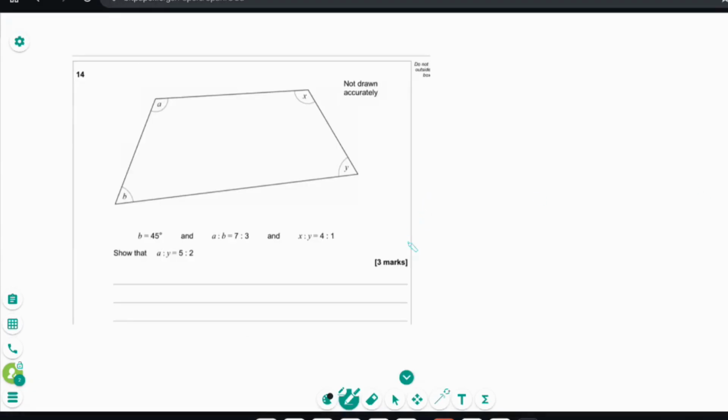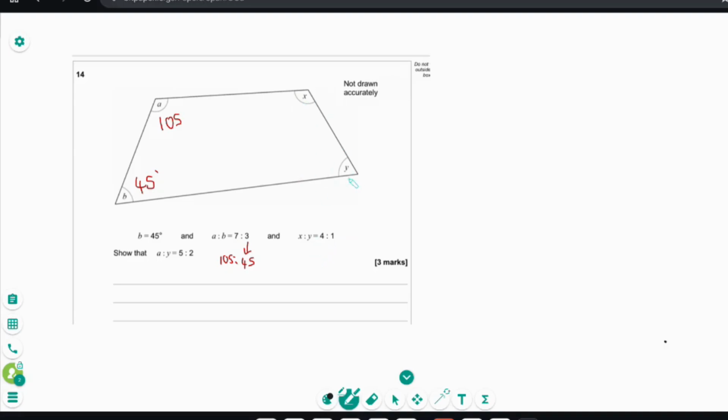Okay, we've got a quadrilateral. B equals 45 degrees. A to B is 7 to 3 and x to y is 4 to 1. Show that A to y is 5 to 2. So if A to B is 7 to 3, 45 divided by 3 will give us 1 part, times 7 will give us 7 parts, so that's 105. So A has got to be 105.